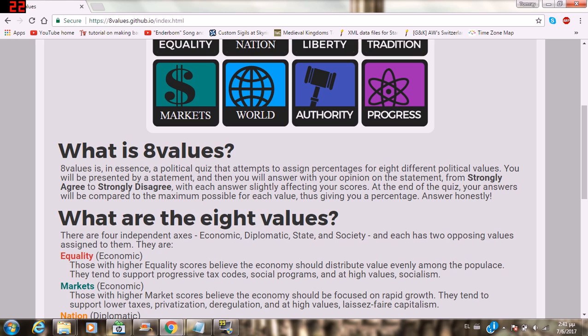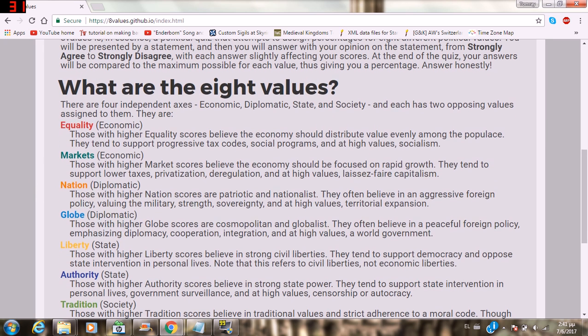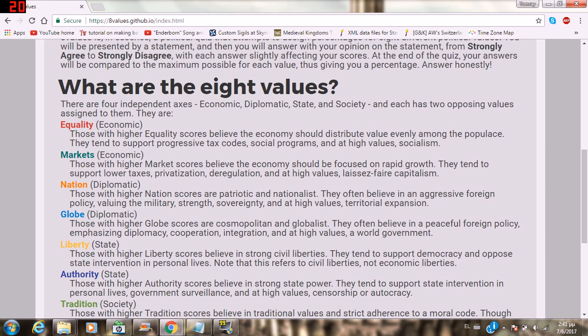You'll be presented by a statement, and then you will answer with your opinion on the statement from strongly agree to strongly disagree, with each answer slightly affecting your scores. At the end of the quiz, your answers will be compared to the maximum possible for its value, thus giving you a percentage. Answer honestly. What are the 8 values? There are 4 independent axes: economic, diplomatic, state and society, and each has 2 opposing values assigned to them.